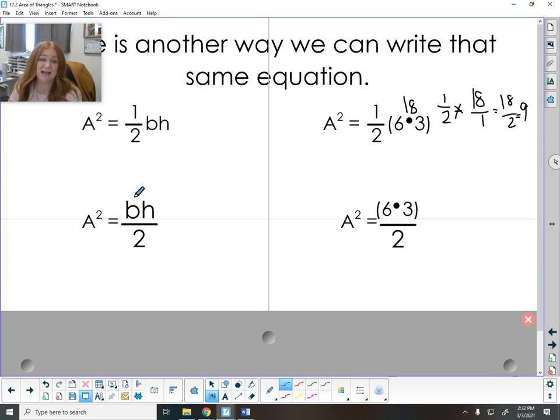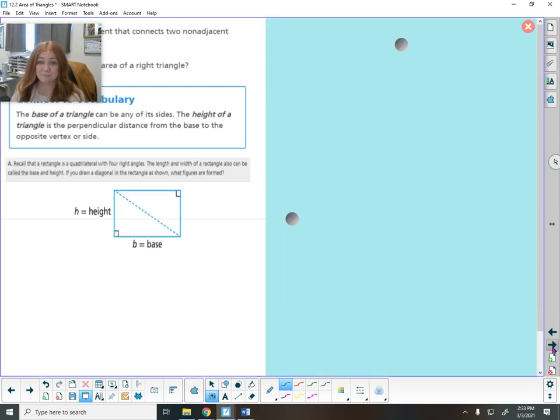I like to think of it as base times height. And instead of multiplying by a half, I just like to divide by 2. So 6 times 3 is 18. Divided by 2 is 9. Either way, we came up with the same answer. So you can either times by a half or divide by 2 will give you that same answer.